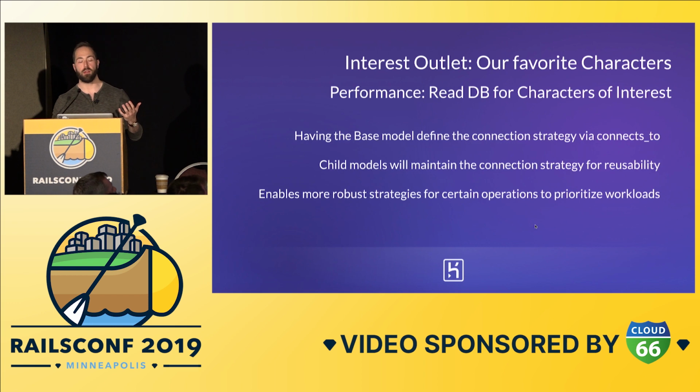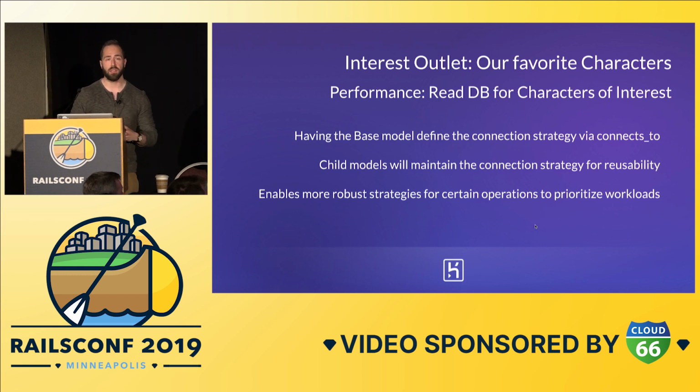So having the base model define the connection strategy is a really robust, simplistic solution. And since the child models will retain that strategy unless they're overwritten, it enables us to prioritize workloads very effectively. So this gives us a lot of performance in prioritizing write throughput versus read throughput for querying that information back.